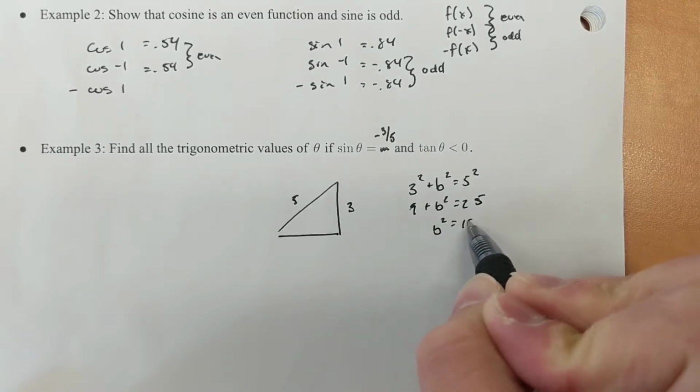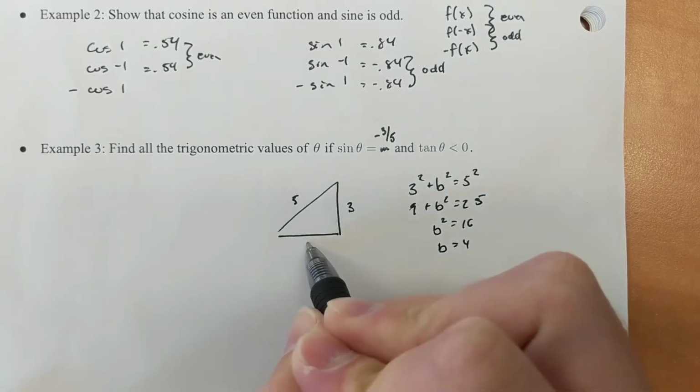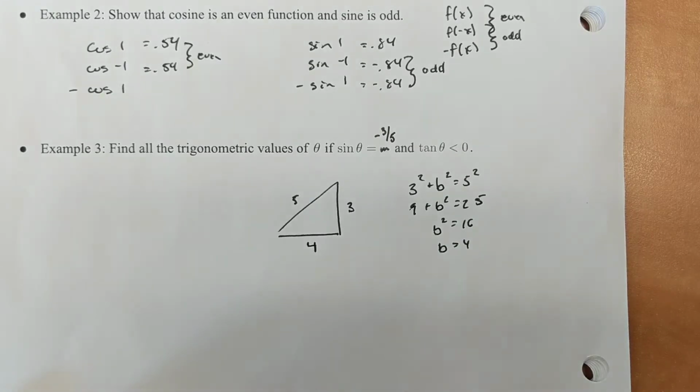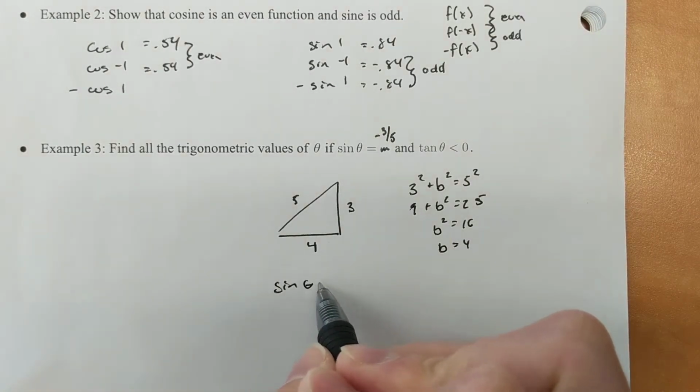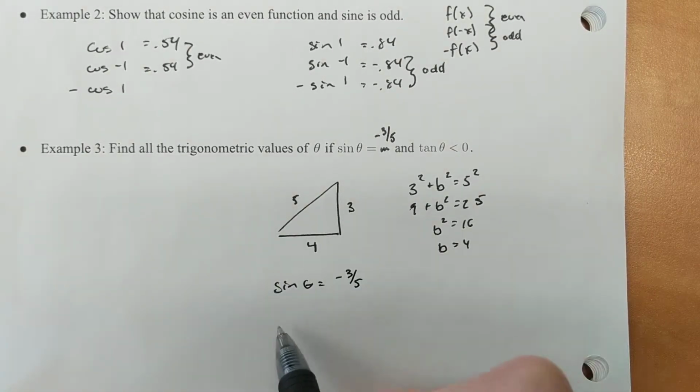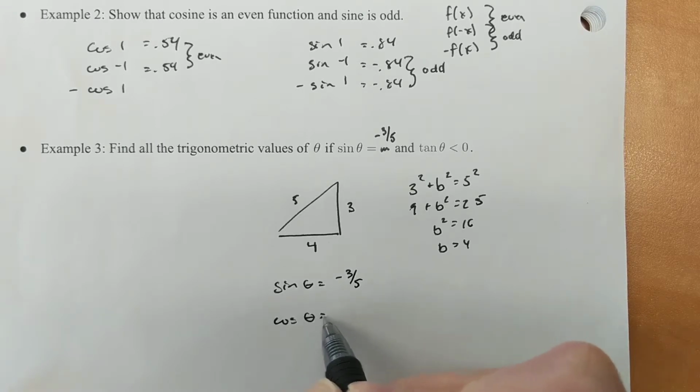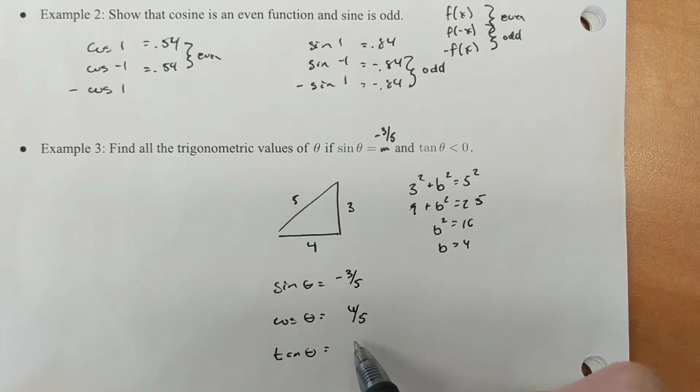So b squared is equal to 16, so b is 4, so this side is 4. So sine of theta is negative 3/5. So cosine of theta is going to be 4/5. And tangent theta is opposite over adjacent, so 3/4, but negative.